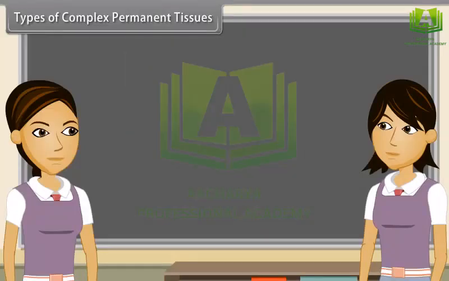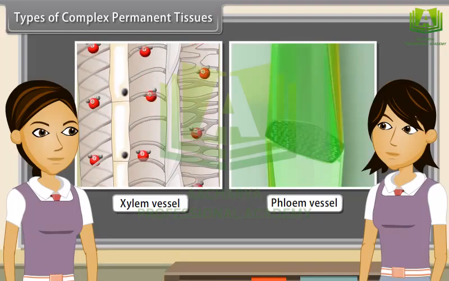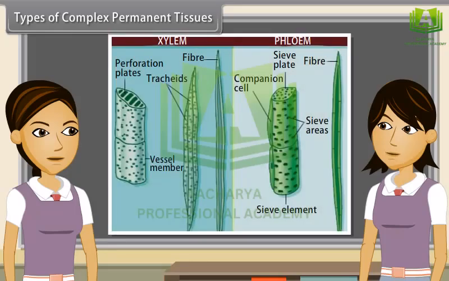Types of complex permanent tissues. Complex tissues are made of more than one type of cell. All these cells coordinate to perform a common function. On the basis of nature of cells, complex permanent tissues are of two types, xylem and phloem. Xylem is the supporting and water-conducting tissue of vascular plants, consisting primarily of tracheids and vessels, also called woody tissue. Phloem is the food-conducting tissue of vascular plants, consisting of sieve tubes, fibers, parenchyma, and sclereids, also called bast.